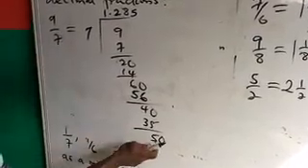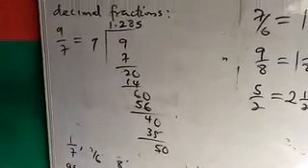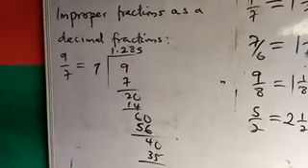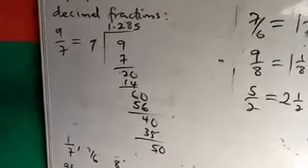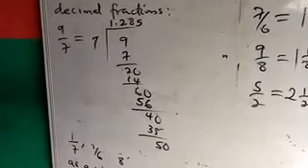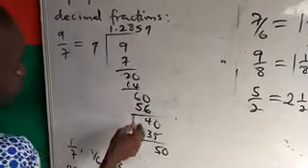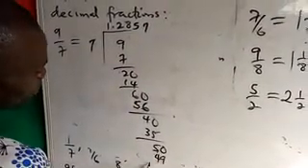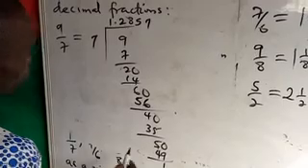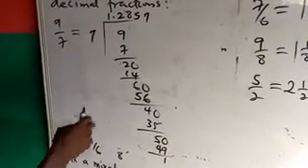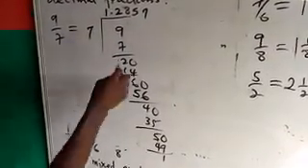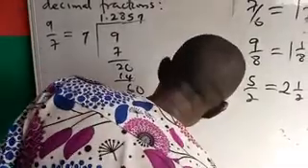7 people share 50. We are going to be having 7, because 7 times 7 is 49. When you minus, you are going to be having 1. You see, this decimal will not end. It's going to repeat continuously. Therefore, I can stop at this point here.